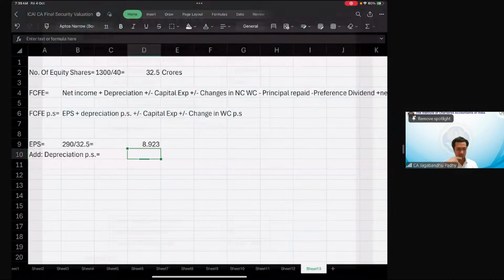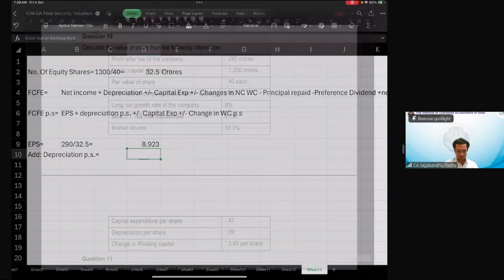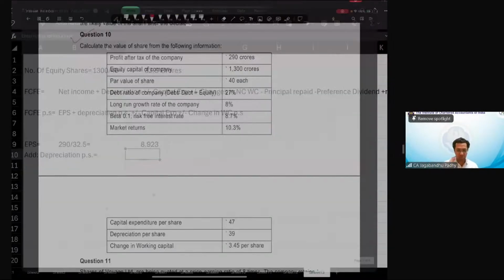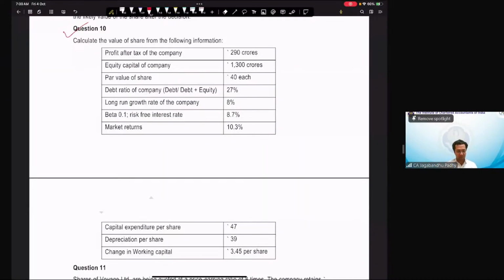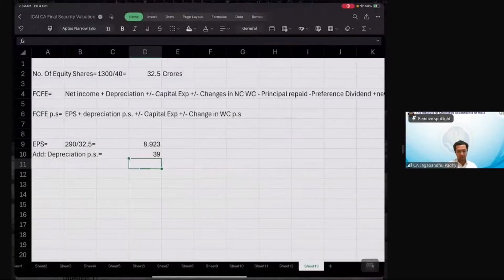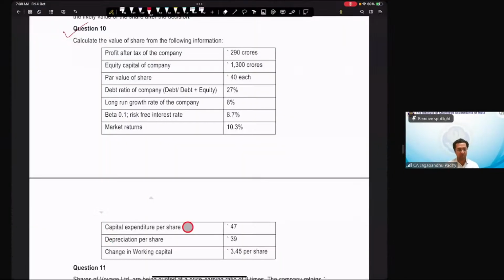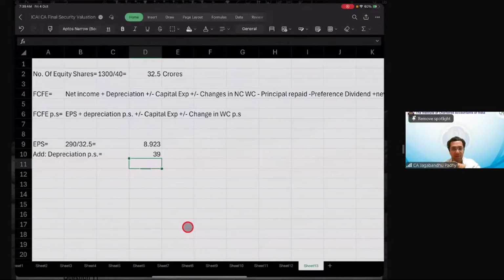39. Yeah, so you can say it is 39. Depreciation per share basis is 39. Then there is a capital expenditure being undertaken. Capital expenditure being undertaken 47. So what will happen to this 47 capital expenditure?